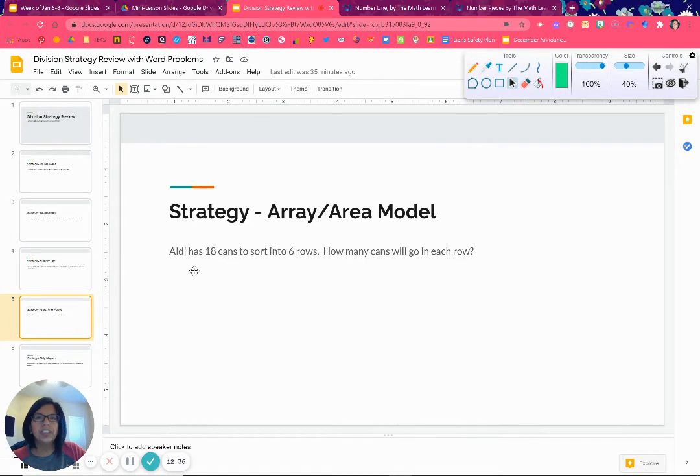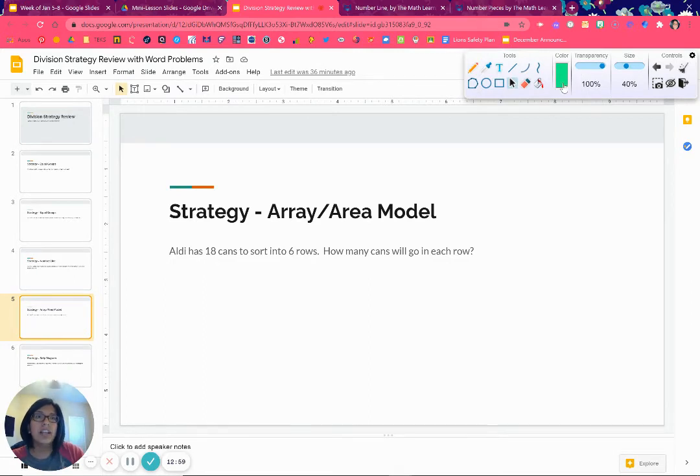All right, so let's see what this says. Aldi has 18 cans to sort into 6 rows. How many cans will go in each row? All right, so my roomers, get those tiles ready, and you're going to use your tiles to solve this equation, okay? And my other students and my Zoomers, go ahead and get the number pieces out, okay?